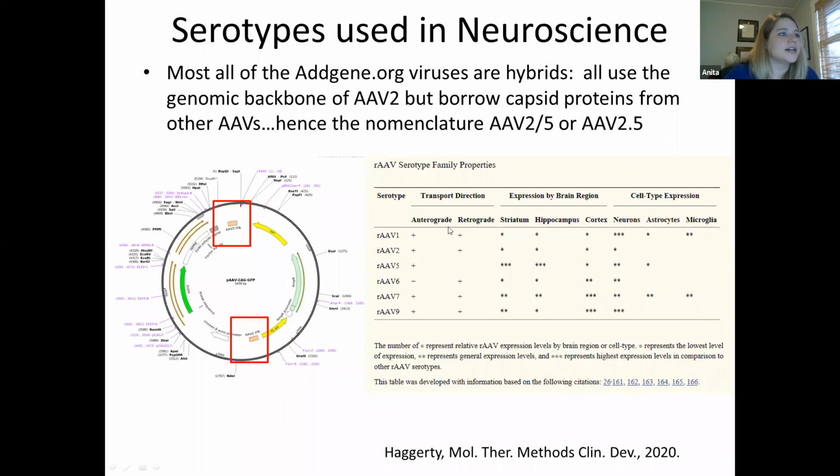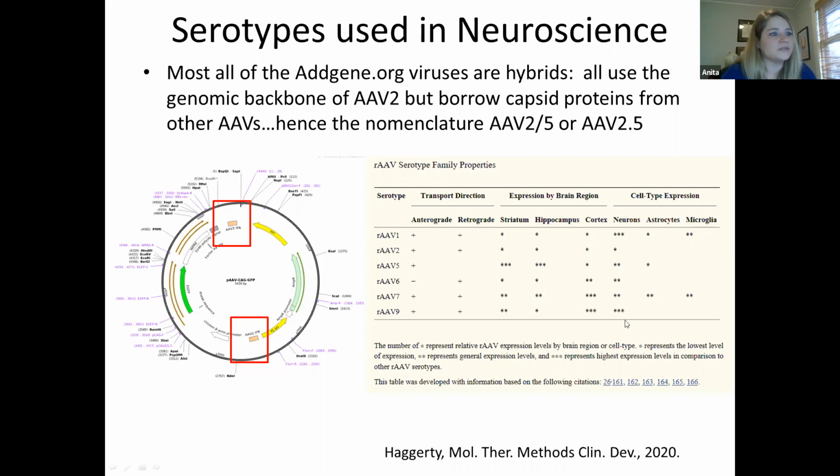So again, transport direction, they do have preferences for anterograde or retrograde. And then here they've actually gone and looked by brain area. And so there are some preferences. So for example, AAV5 here looks like it's very highly expressed in striatum and hippocampus. And this could be due to the cell types that are there. But essentially the reason comes down to what receptors are expressed, so how the serotype gets tethered to the cell and taken in. So we'll talk about how to think about that.